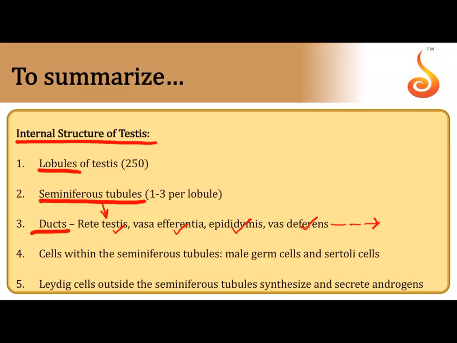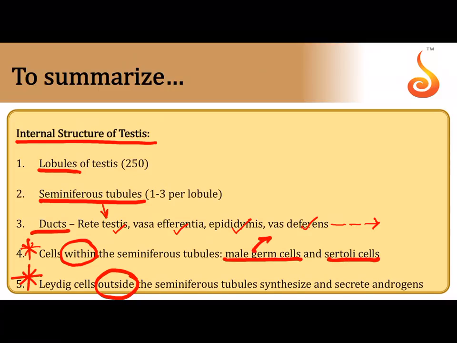Correct? Then something very important, and many students commit mistakes here: cells within the seminiferous tubule, cells outside the seminiferous tubules, the male germ cells and the Sertoli cells, the ones that actually are involved in the production of the sperm. And then we saw about the Leydig cells.